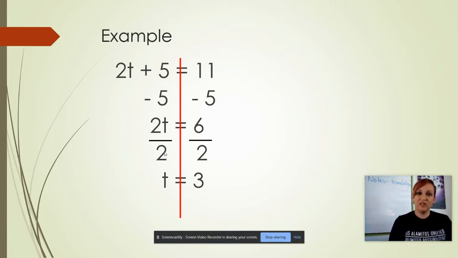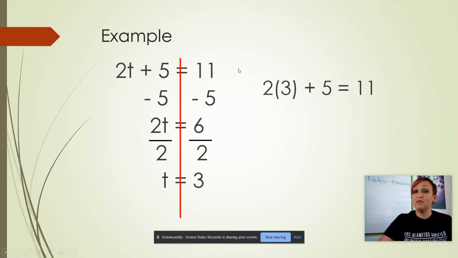When you're checking your answer, you're going to substitute it back into the original problem. So I'm going to take this number 3 and I'm going to substitute it for the t in the original question. Next, I'll simplify each side of the equation down to a single number. If I did the problem correctly, I should get the same number on both sides.